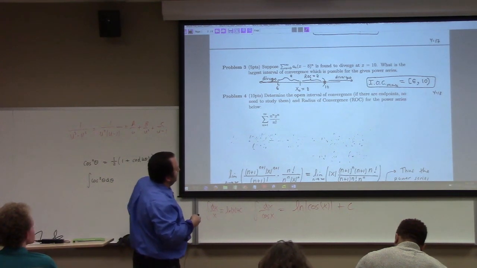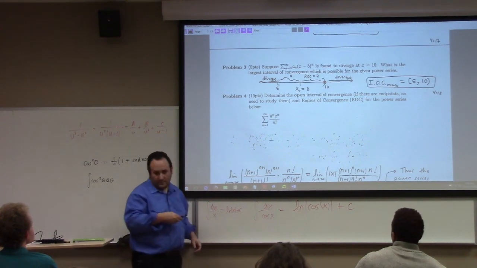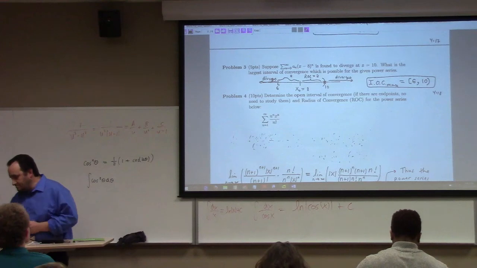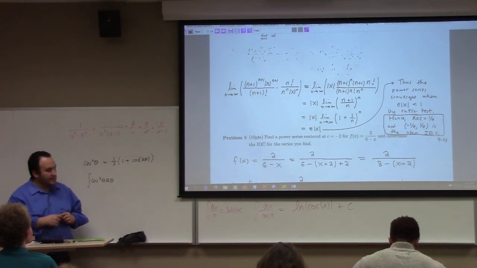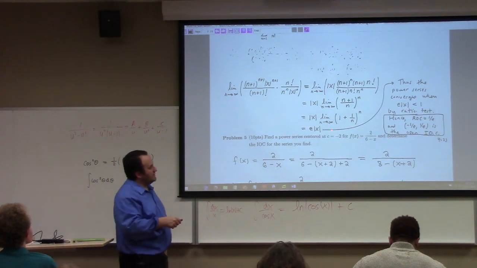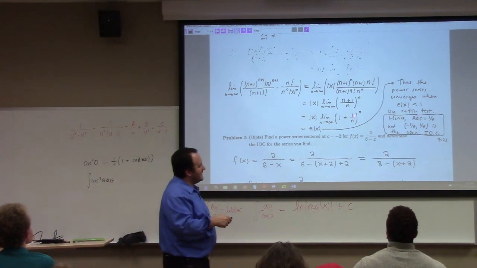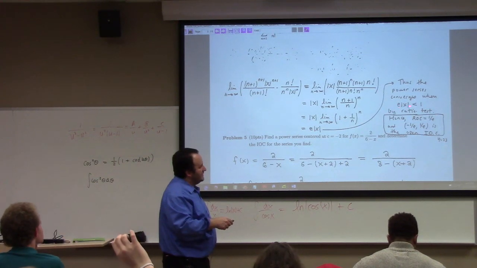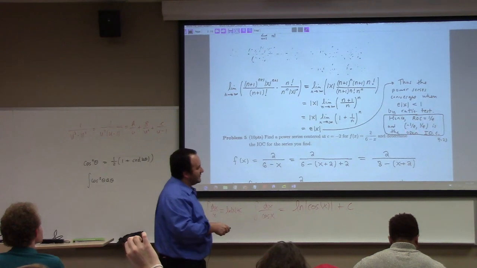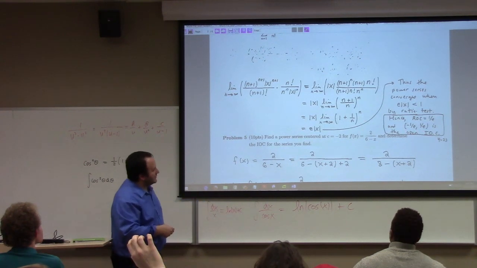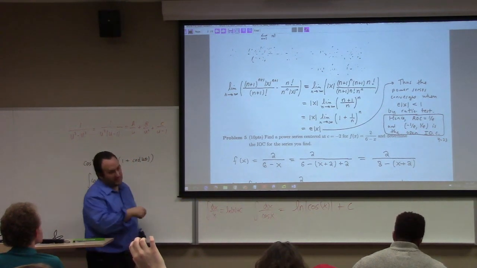So endpoints are a little bit tricky. This one's actually a little bit subtle. The ratio test ends up popping out a (1 plus 1 over n) to the n power, which limits to e. And so we get e|x|, which means that we need the absolute value of x less than 1 over e. So my open interval of convergence is from minus 1 over e to 1 over e. And I think I said to find the open interval of convergence for this problem.